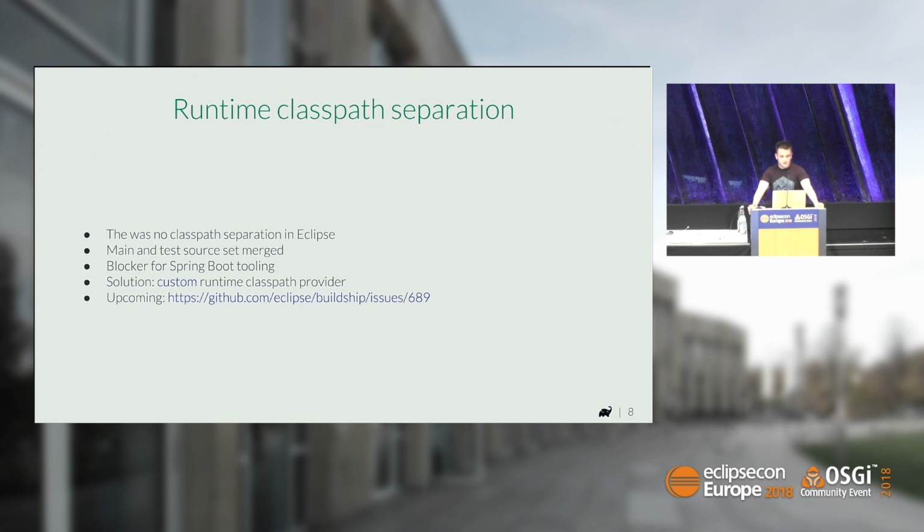So what we did to fix this issue is that we implemented a custom runtime class path provider, which basically looks into the Gradle project configuration and filters out the unrelated entries from the runtime class path, depending on which class was executed via JDT.